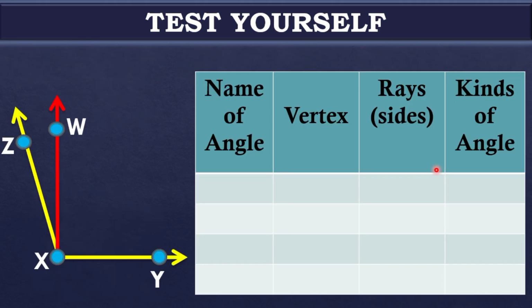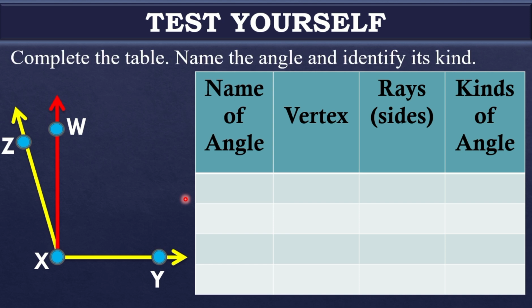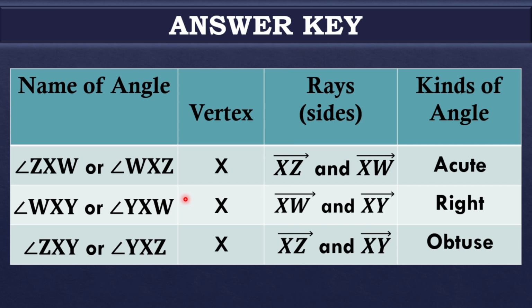Okay, so test yourself. You may pause the video bago nyo po makita yung sagot. So I want you to give the name of the angle, the vertex, the rays, or the sides, and the kinds of angle. So, meron tayong 3 angles dito. So, meron akong sobrang row dito. So, 3 lang po dapat. Okay. So, complete the table, name the angle, and identify its kind. So, ito po yung ating mga sagot. Okay. So, ang vertex naman nila pare-pareho lang.